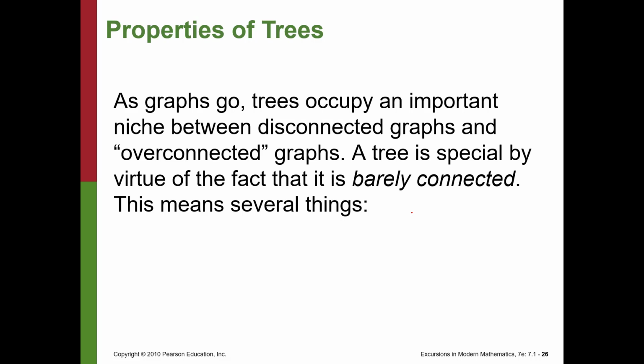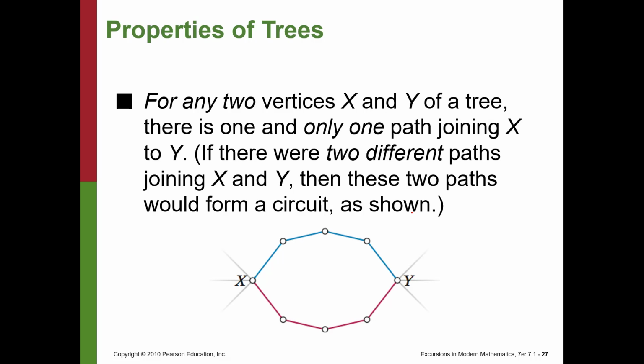As graphs, next we'll spend some time focusing on trees. As graphs go, trees occupy an important niche between disconnected graphs and overconnected graphs. A tree is special by virtue of the fact that it is barely connected. This means several things. For any two vertices, x and y, of a tree, there is one and only one path joining x to y.